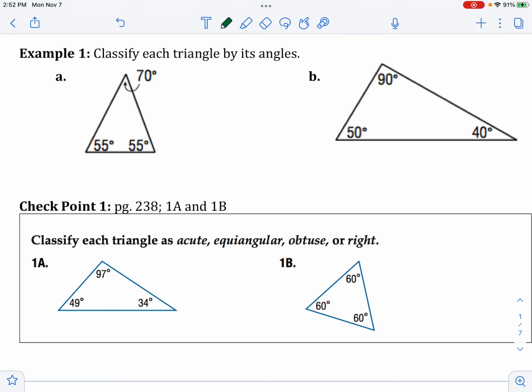Now, classifying by its angles, first thing I'm going to look for is, are these all acute? Do I have a right angle? Do I have an obtuse angle? Are they equal? This looks like it is an acute triangle. All three angles are less than 90. But also notice that two of those angles are congruent. And since two of them are congruent, I should have two congruent sides, which means that this must be isosceles.